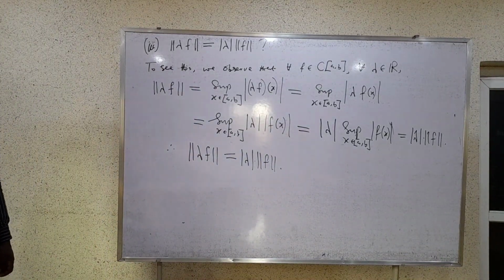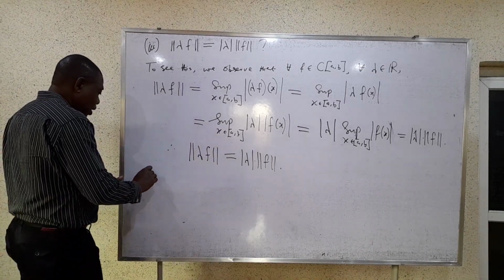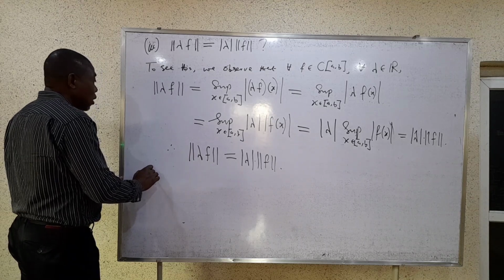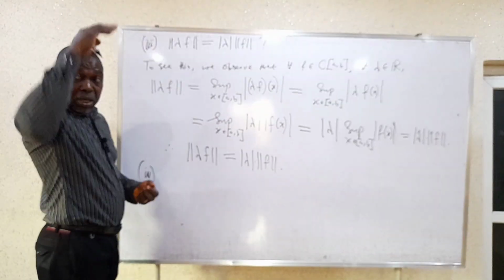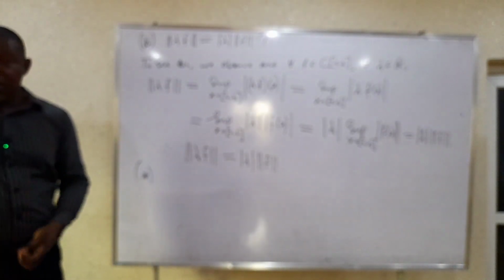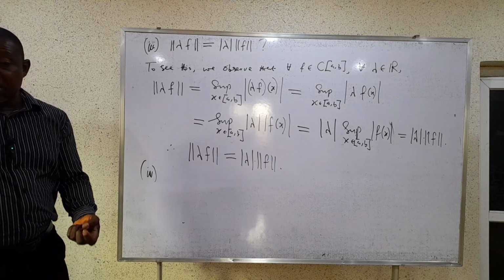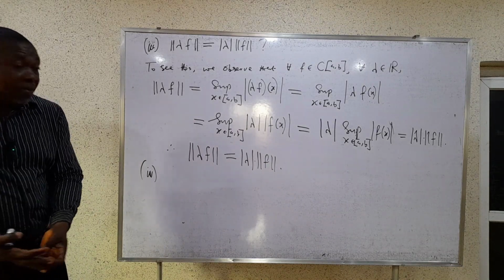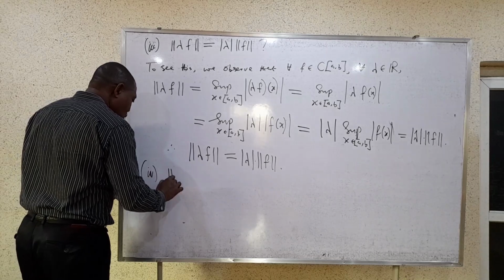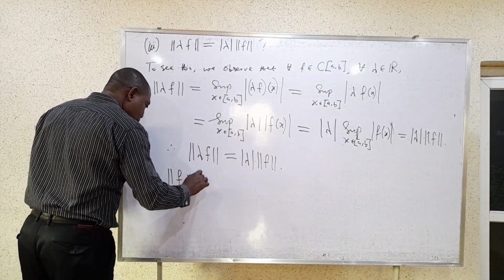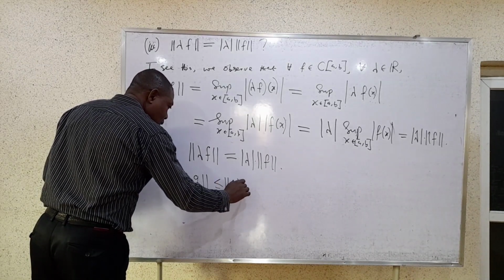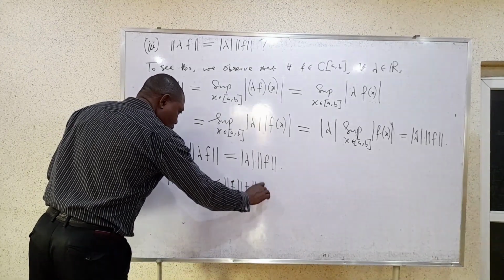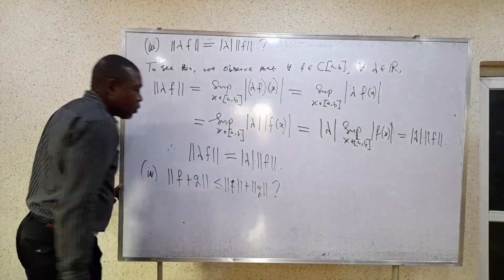Then the last one is the triangle inequality. We want to check that for any f and g we pick, assuming f and g are given, the norm of f plus g will be less than or equal to the norm of f plus the norm of g. This is another thing to verify.